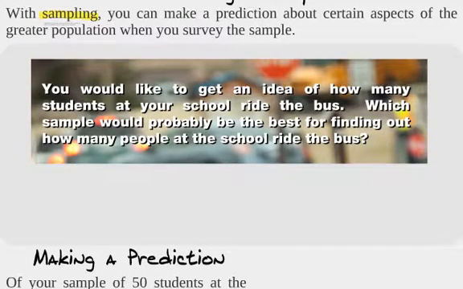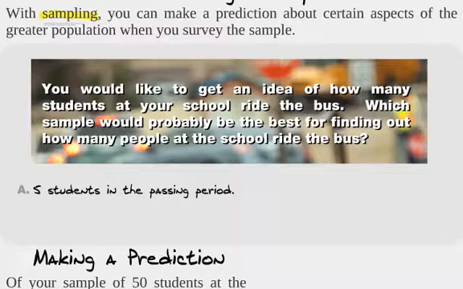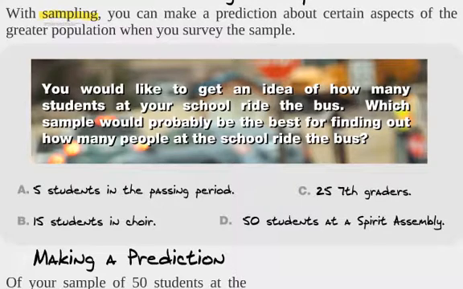You'd like to get an idea of how many students at your school ride the bus. Which sample would probably be the best to find out how many people at the school ride the bus? Which method of sampling: 5 students in the passing period, 15 students in the choir, 25 7th graders, or 50 students at a spirit assembly? Which one of these would represent the whole student body well?